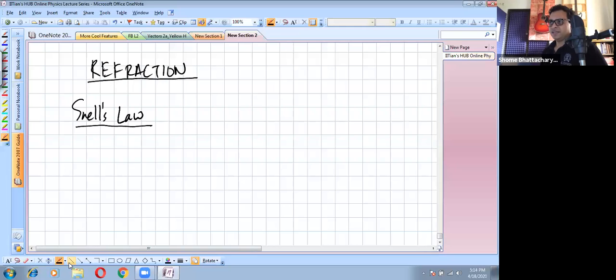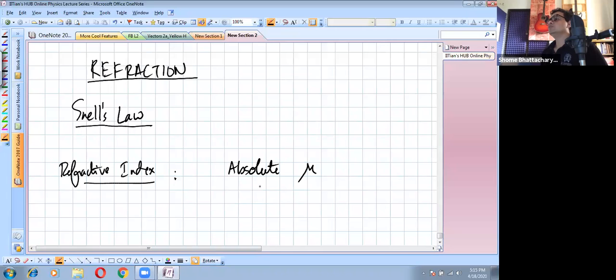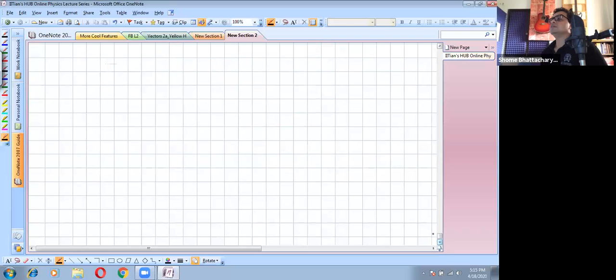But what does Snell's law tell us? But before that, let's understand the property of refractive index. So there are two types of refractive index: absolute, like we might denote that with mu, or relative. So we might define that as mu of A with respect to B, something like this. Okay. So let's understand these things first. Then we'll come back to Snell's law.